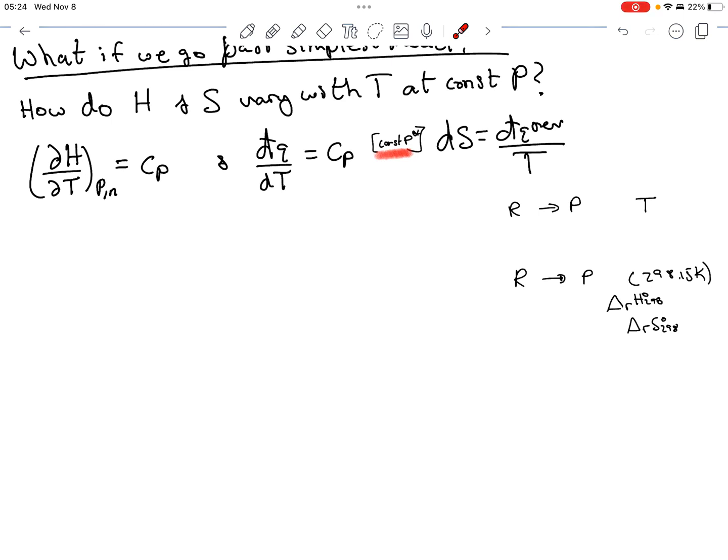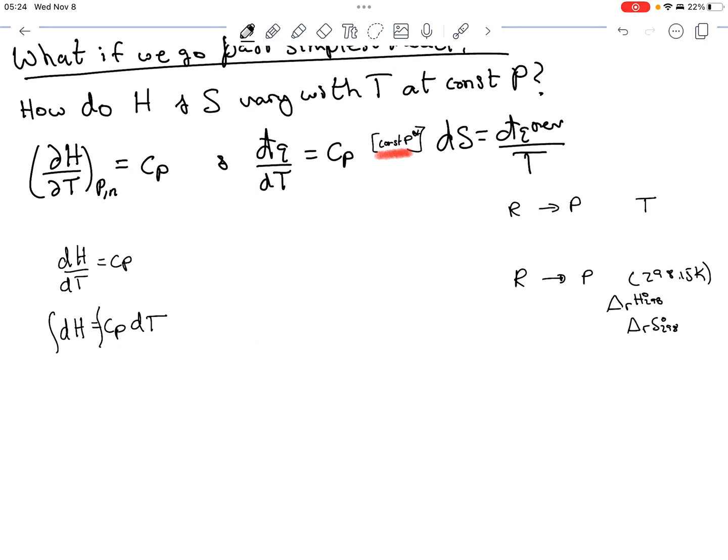Okay, now if I want to know how H and S vary with temperature at constant pressure, we've done this before. Just to quickly review, the constant pressure heat capacity shows us how H varies with T. So we have dH over dT is equal to Cp at constant pressure. And then, of course, dH is equal to Cp dT. And again, I can now integrate like you've done previously if you want.